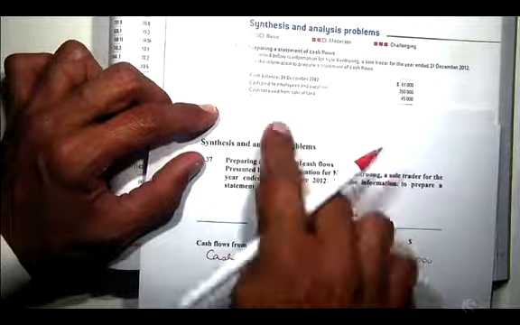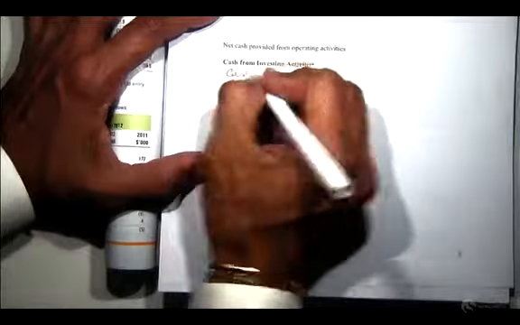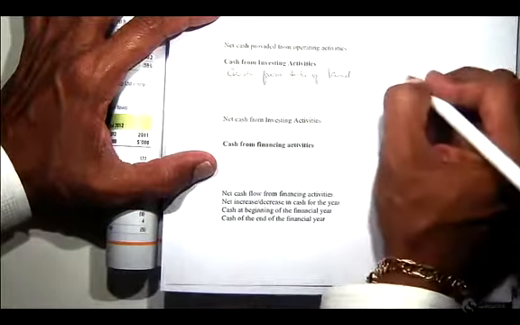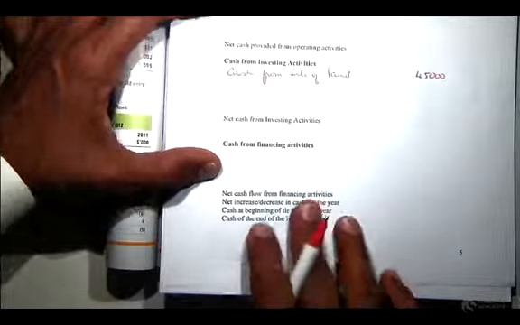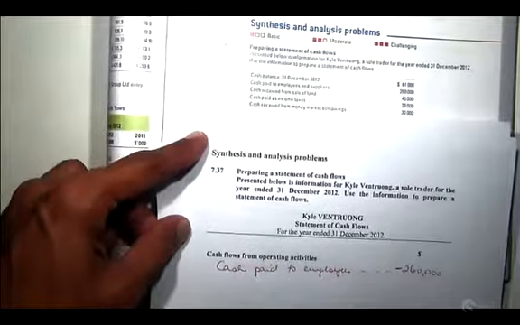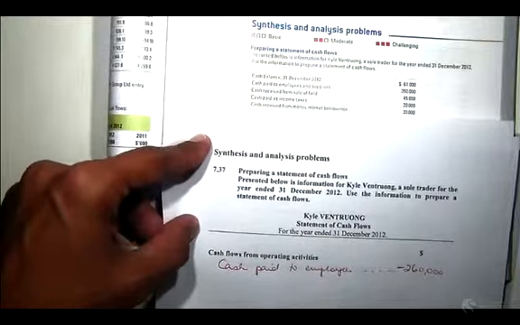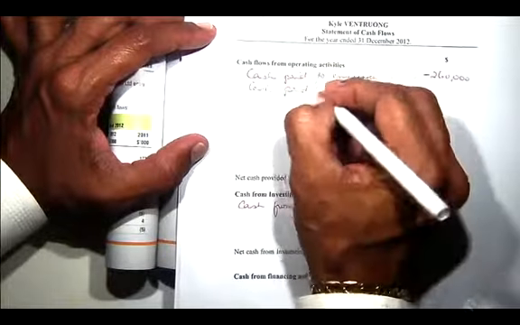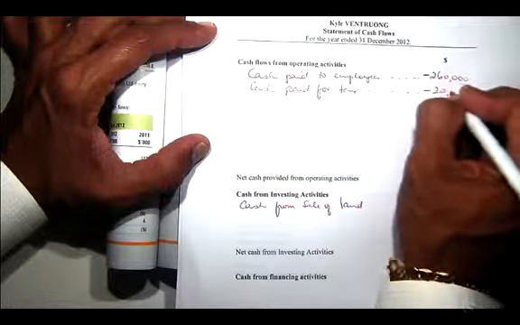Cash received from sale of land. Now that is investing activities, inflow 45,000. So cash from sale of land, that's a plus $45,000. Cash paid as income taxes, $20,000. Income tax paid is operating activities. Cash paid for tax, minus $20,000.